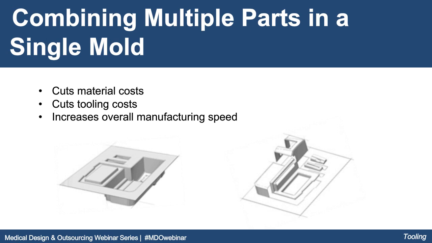It also allows you to increase your overall manufacturing speed. Being able to mold 2 or 3 parts in the cycle time of one part is a lot more efficient than running 3 separate tools with 3 separate cycle times. But again, part shape will dictate how that mold layout is done.